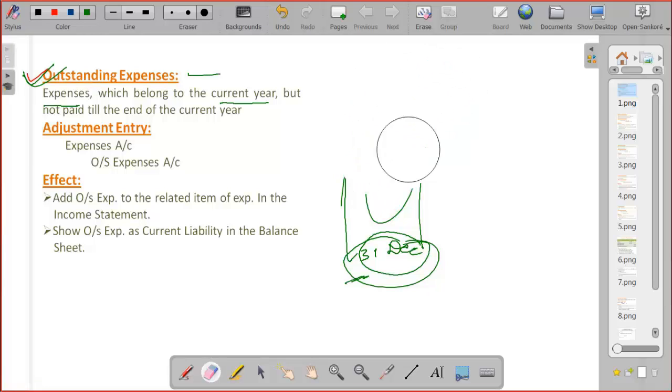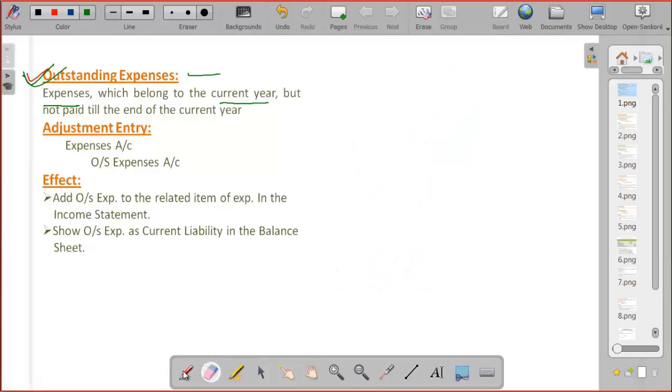So what do we actually mean by outstanding expenses? Those expenses which are related to the current year but not paid, still pending till the last date of the accounting year. Such unpaid expenses are known as outstanding expenses. Now see, what adjustment entry will we pass for outstanding expenses? So this is the adjustment entry, isn't it? One example I am taking.